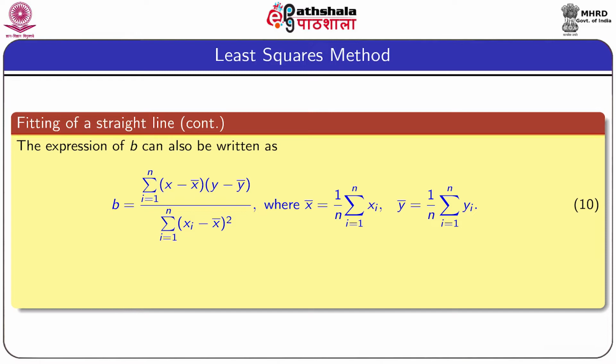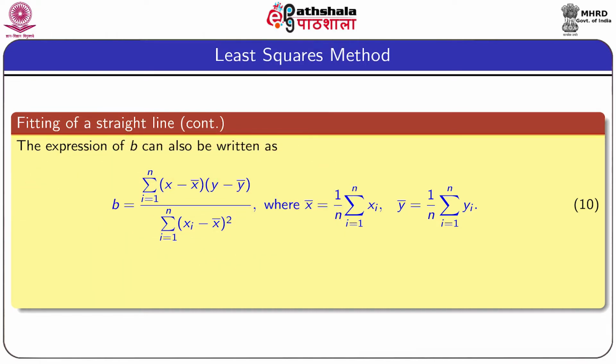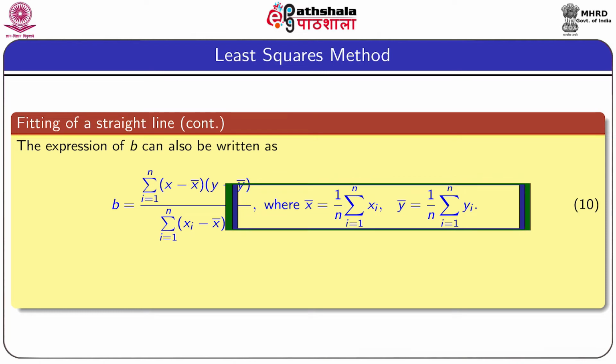The expression of b can also be written as b equal to numerator summation i equal to 1 to n (xi minus x bar) into (yi minus y bar), and denominator summation i equal to 1 to n (xi minus x bar) whole square, where x bar is called the mean of x, that means x bar equal to 1 by n summation xi, and similarly y bar equal to 1 by n summation yi, this is the mean of y.